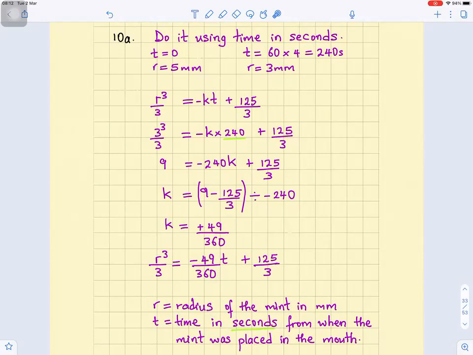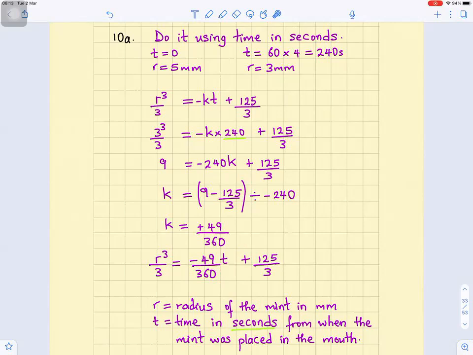So we got r cubed over 3 equals minus kt plus 125 over 3. So 3 cubed over 3 equals minus k times 240 plus 125 over 3. 240 comes from 60 times 4. And the radius is 3 millimeters. And you will solve that. That will give you k to be 49 over 360.